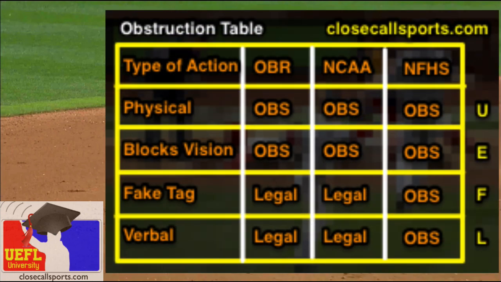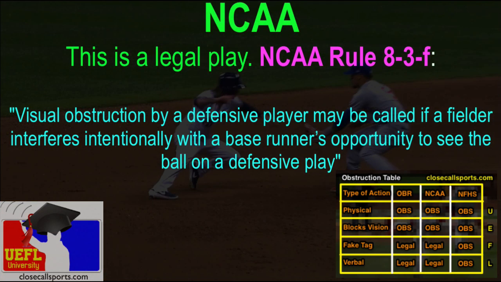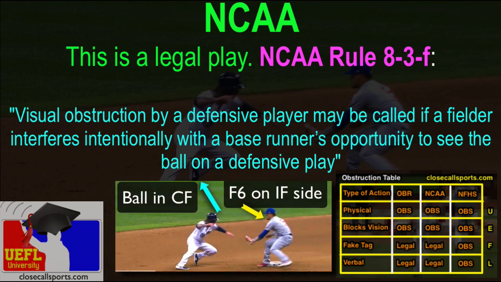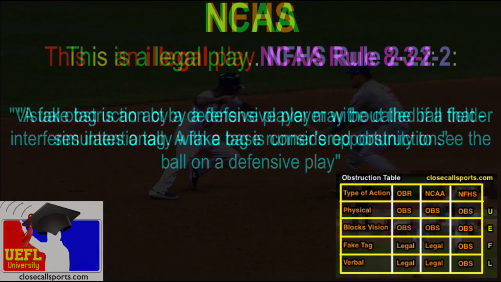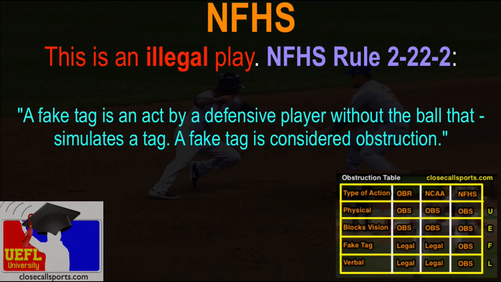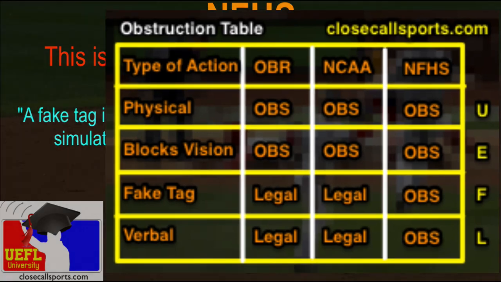That said, if you officiate a lower level of ball in NCAA, visual obstruction is only applicable if the fielder interferes intentionally with a base runner's opportunity to see the ball on a defensive play. So again, the fielder being on the opposite side, the infield side, not the outfield side, makes this a legal play in college. And in high school, a fake tag is actually considered obstruction at all times. So a fake tag is legal in OBR, it's legal in NCAA, it's illegal in National Federation.